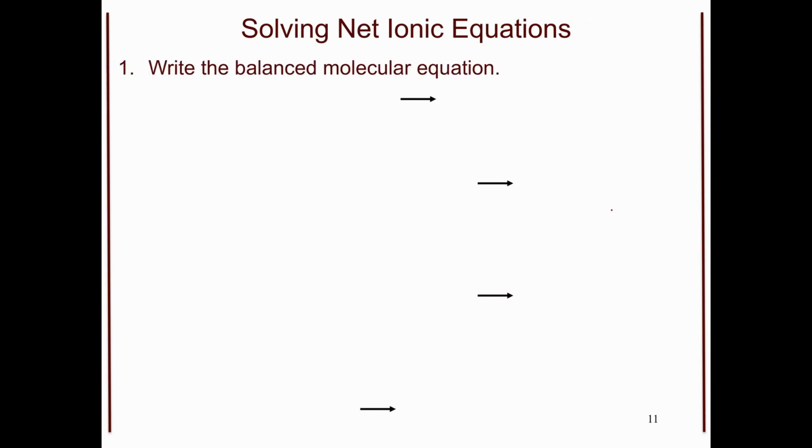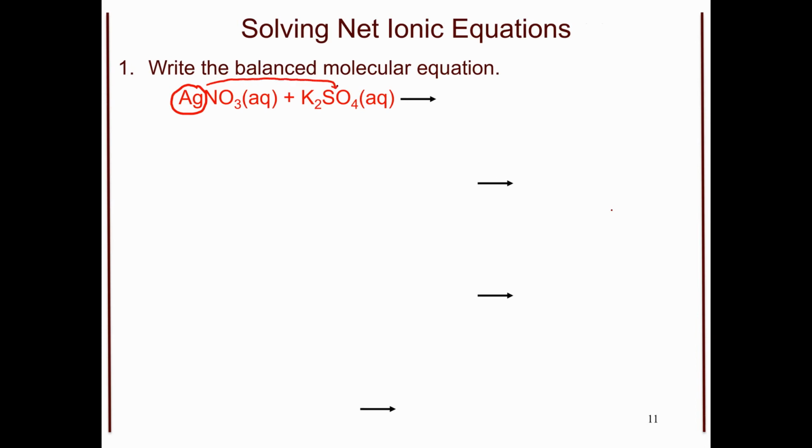Well, we can solve net ionic equations. So let's look at this example. I have silver nitrate and potassium sulfate. So the question becomes, what should I form? Well, the positively charged cation of one species should react with the anion of the other.